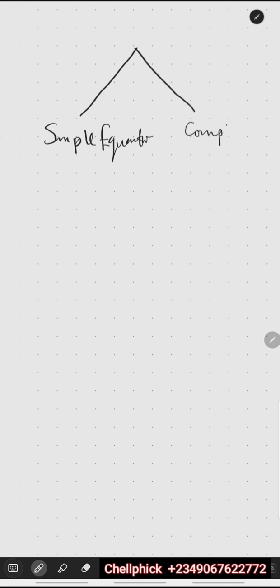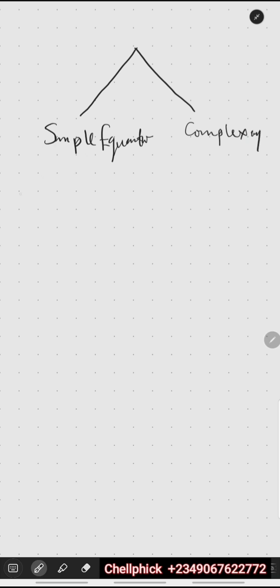A redox reaction simply means a reaction that contains reduction and oxidation at the same time. There are two ways a redox reaction can be: a redox reaction can be a simple equation, and a redox reaction can be a complex equation. So let's look at it. What's the meaning of a simple equation? What's the meaning of a complex equation?